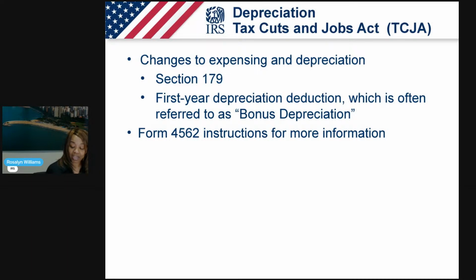The TCJA of 2018 also increases the depreciation limitations for passenger automobiles used more than 50% for business purposes and placed in service after 2017, depending on whether bonus depreciation was claimed. So if bonus depreciation is not claimed, depreciation is limited to $10,000 in year one, $16,000 in year two, $9,600 in year three, and $5,760 in all subsequent years.